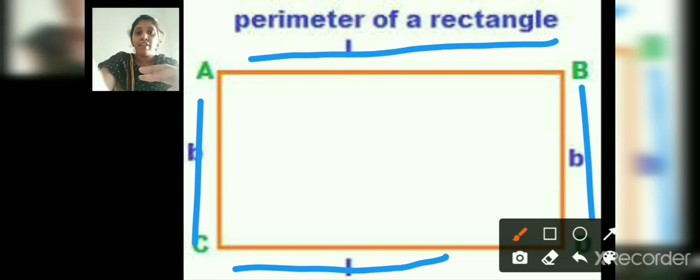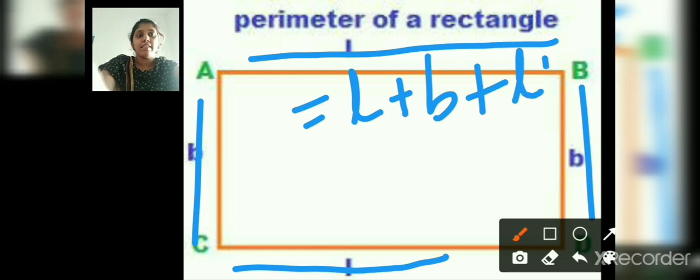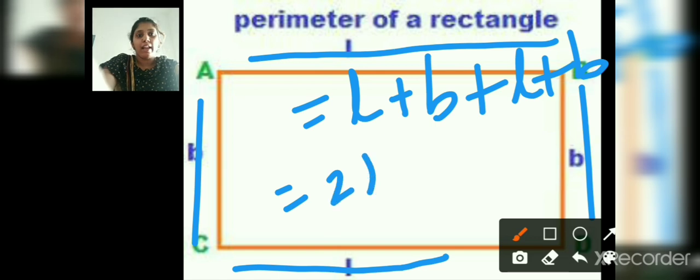Now how can we find the perimeter of a rectangle? I told you perimeter means the distance around the boundary of a closed figure. The distance is given as length and breadth, so it can be found by adding all the sides, that is length plus breadth plus length plus breadth. L plus B plus L plus B. Now L is nothing but 1L, so 1L plus 1L is equal to 2L, and again 1B plus 1B is equal to 2B. So we have 2L plus 2B.